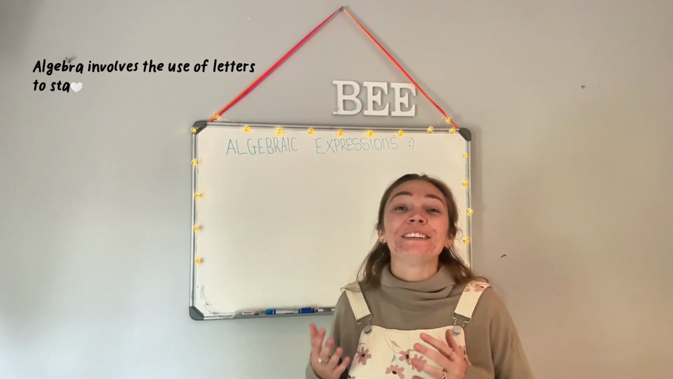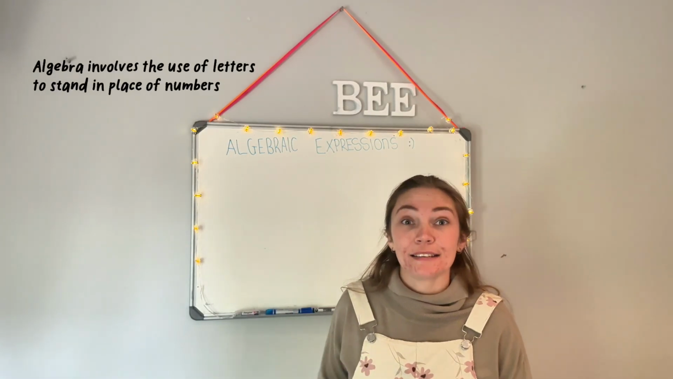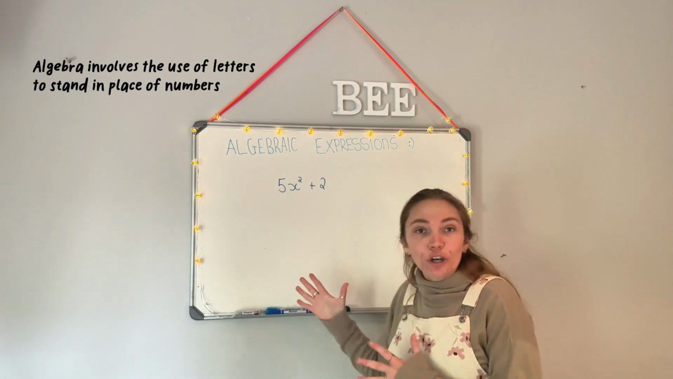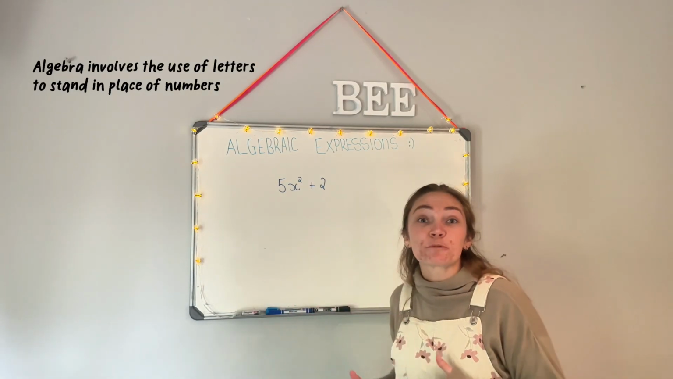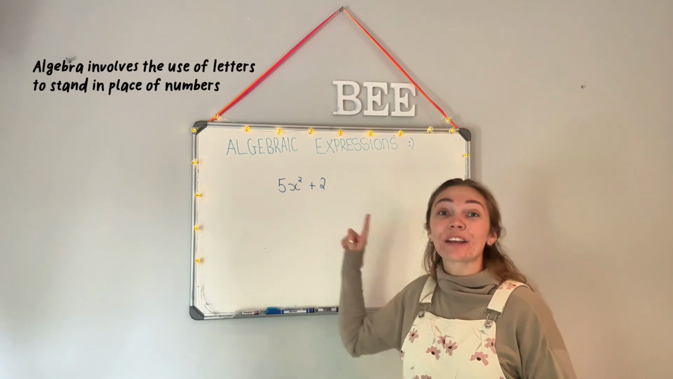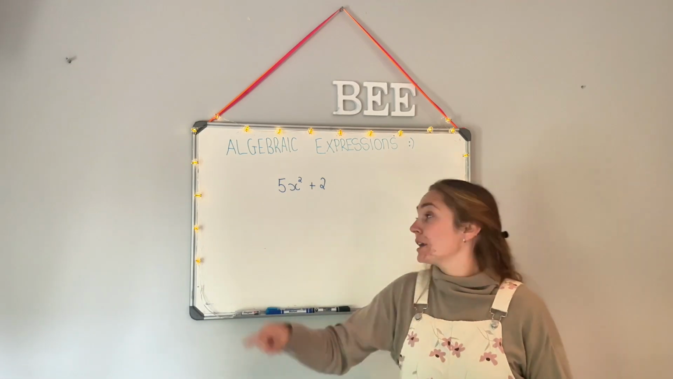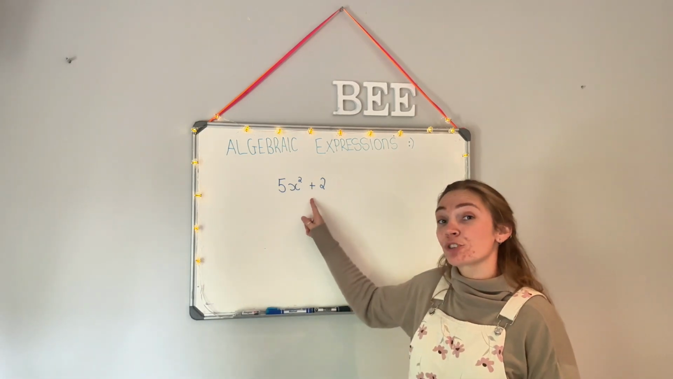Algebra involves the use of letters in place of quantities and numbers. A term is separated by addition and subtraction signs. How many terms are here in total? 2 terms. They are separated by addition and subtraction signs.